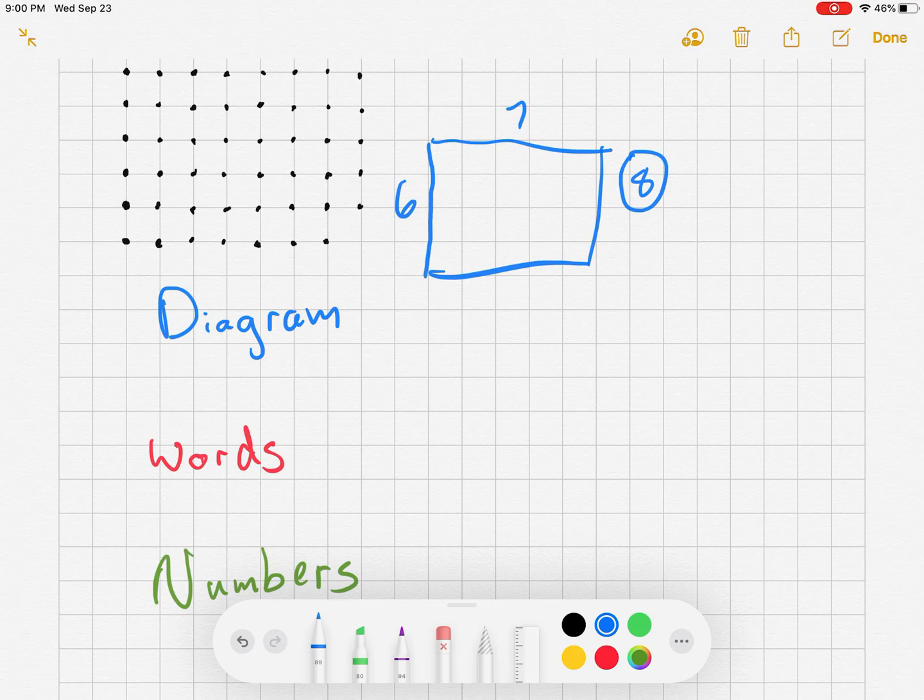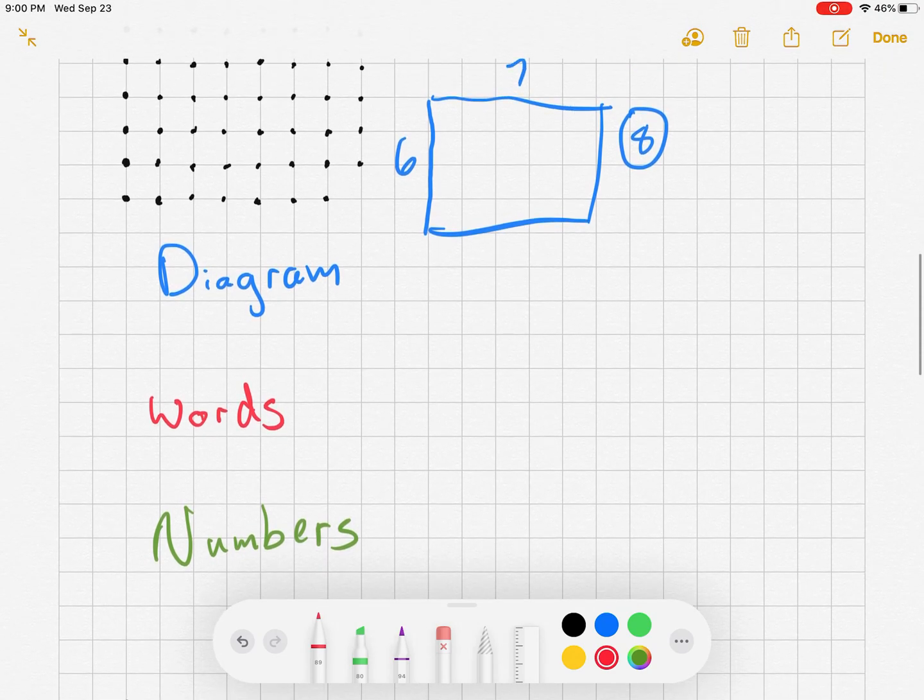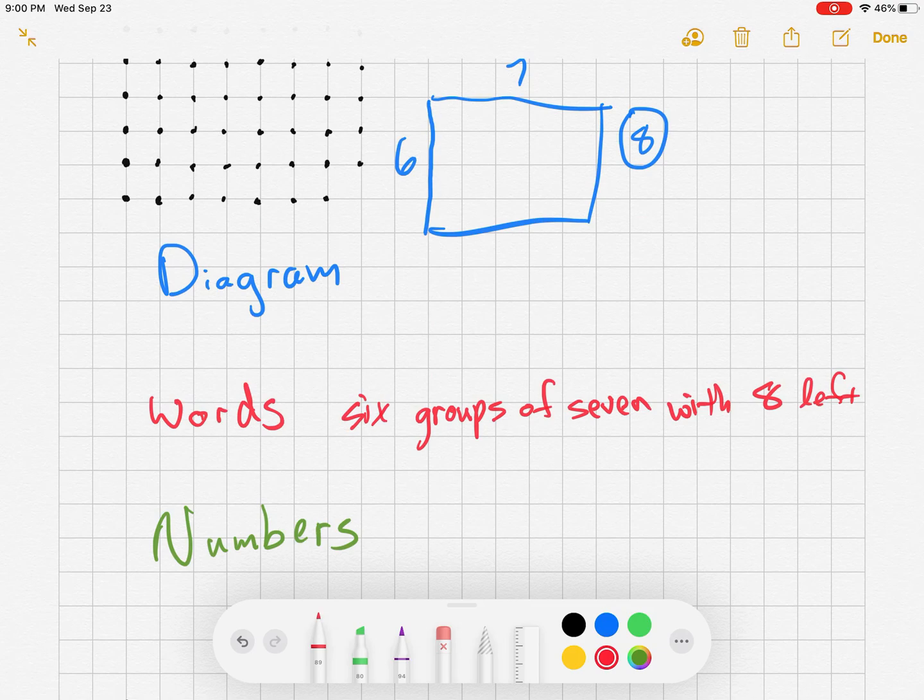And if I were to use that in words, and I'm going to intentionally use some words here, I'm going to say, hey, I could say that I have 6 groups of 7 with 8 left over.